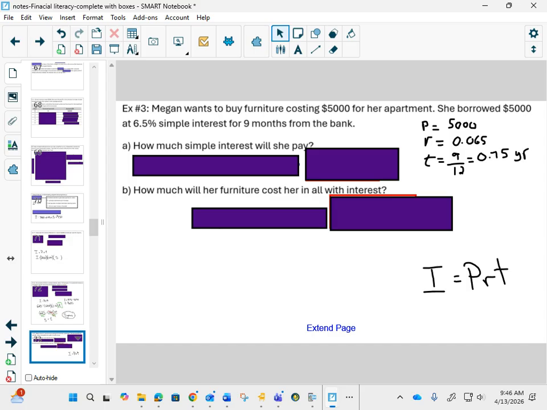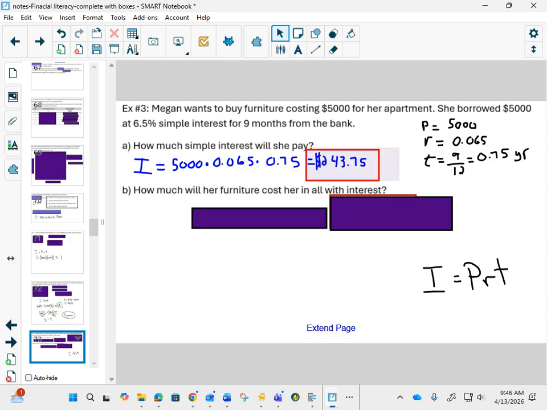Since it's 6.5%, as a decimal, you just move your decimal over 2 spots, divide by 100, and you get 0.065. And the time is in years, and since it's 9 months, that's a fraction of a year. There's 12 months in a year. 9 out of 12 is 0.75 of the year. So we put it into the formula. Type that exactly as you see in your calculator, and you will get $243.75.